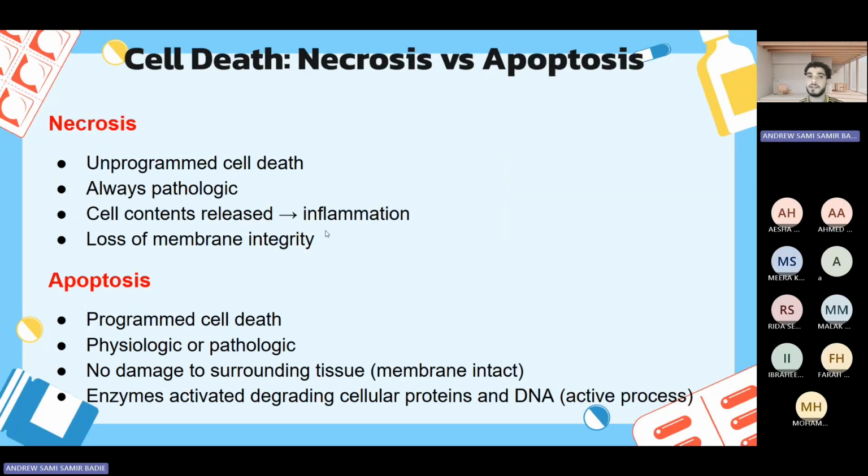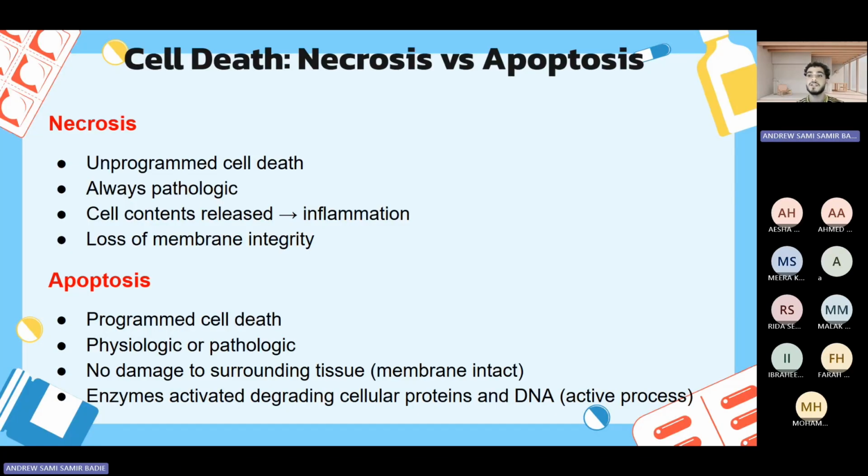Now, another very high yield concept that pathology doctors like to ask about is cell death. This is irreversible cell injury. So we have necrosis versus apoptosis. When we talk about necrosis, this is unprogrammed cell death. So the cell dies against the body's will. It's always pathological. Remember this, it's always pathological. And also the cell contents are released, which causes inflammation.